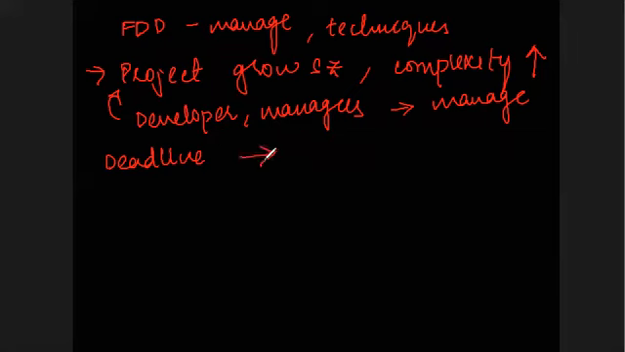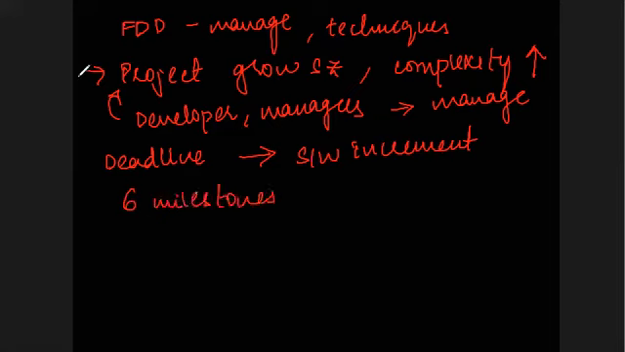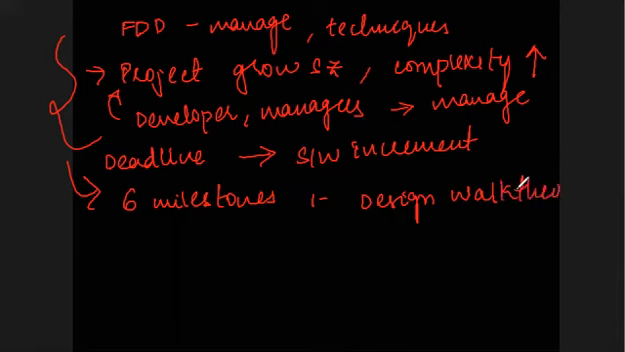So to handle this, when you're going to deliver one software increment so that it does not cross the deadline, you've got 6 milestones that are going to help you with this type of difficulty. The first milestone is going to be a design walkthrough. A design walkthrough means whenever you're designing, you're going to have an overview or a review of the entire design, what you are developing, that is going to be identified.